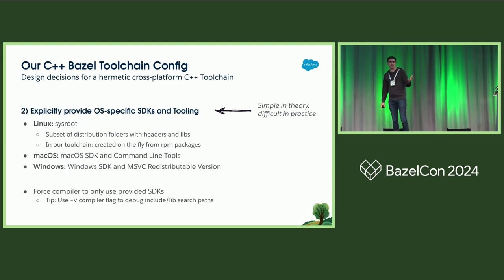And the second part is that you not only need the compiler, but everything that would usually be taken from the host system, you have to explicitly provide through Bazel. And on Linux, that's the sysroot. It was mentioned a few times before. It's basically a subset of folders from your Linux distribution. And you can just go and copy it out of, let's say, a CentOS image or something.